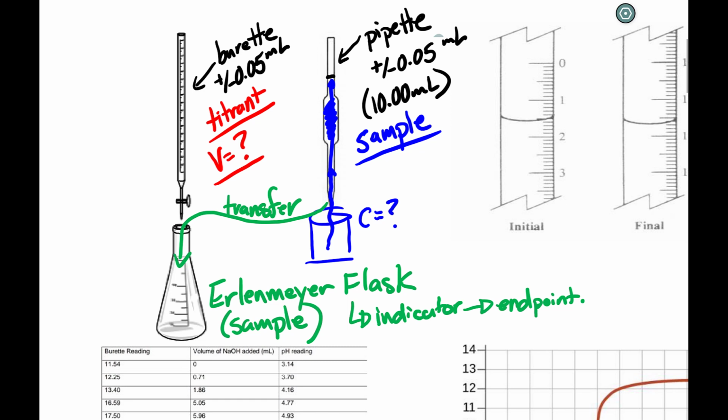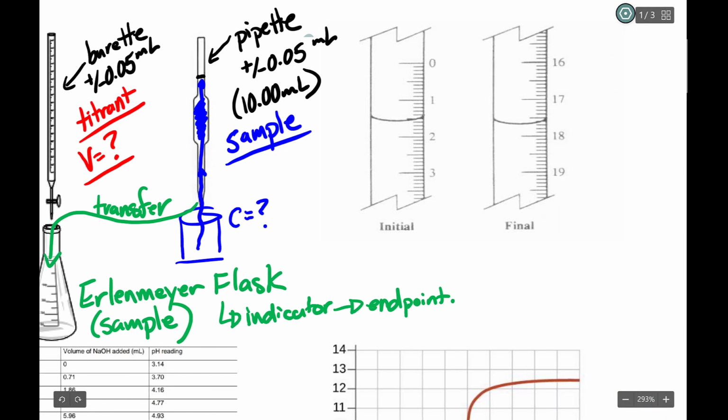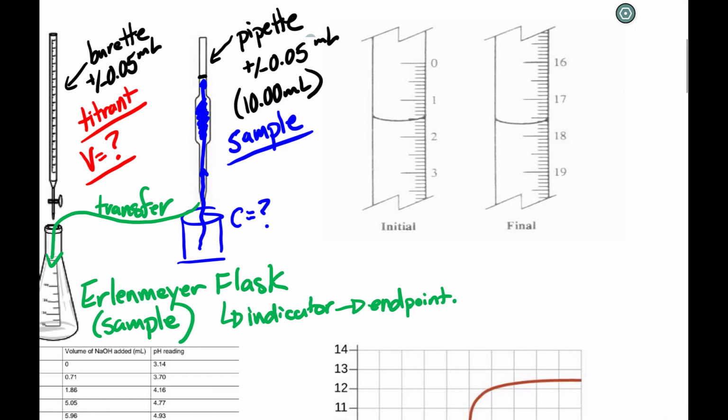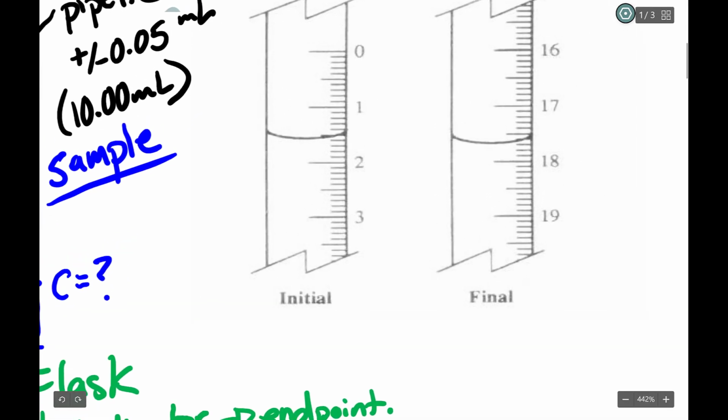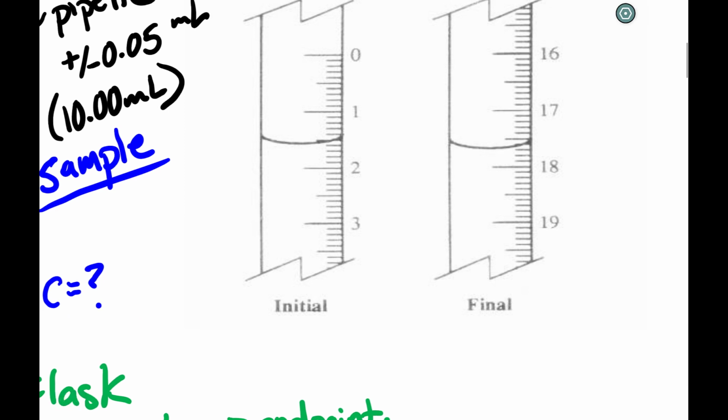Now, when you do a titration, you have to be able to read the burette. So you have to be able to say what volume you started with and what volume you ended with, so that you can get a difference. And so then you would have a change in volume of your titrant. So what I'm going to do is zoom in on a picture here. This is a picture of an initial volume and a final volume during a titration, just a random one, okay?